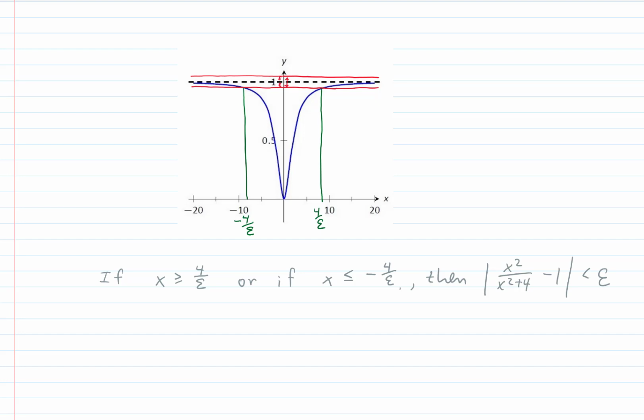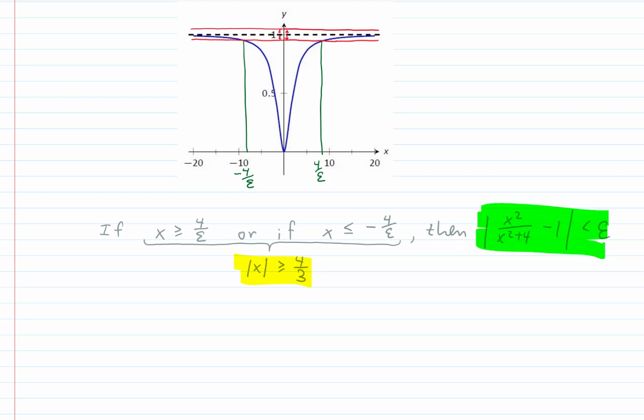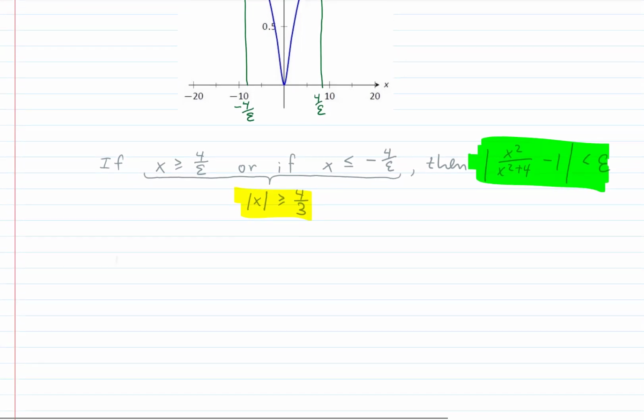This right here, x is equal to or greater than 4 over epsilon, or less than or equal to negative 4 over epsilon. It just so happens that we can do both of those at the same time by just saying the absolute value of x is equal to or greater than 4 over epsilon. Okay, so let me just show you that. I'm going to say, suppose that's true. Suppose this is true, then this will happen. Okay, it's very easy.